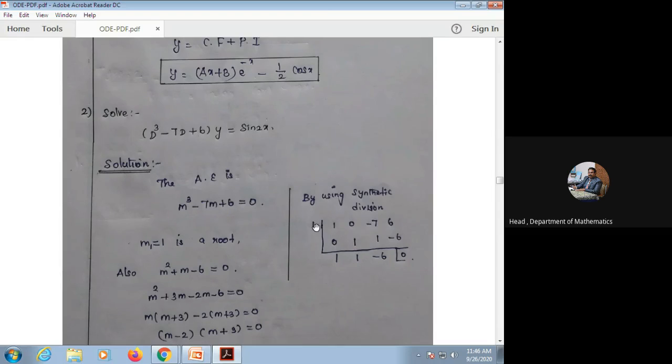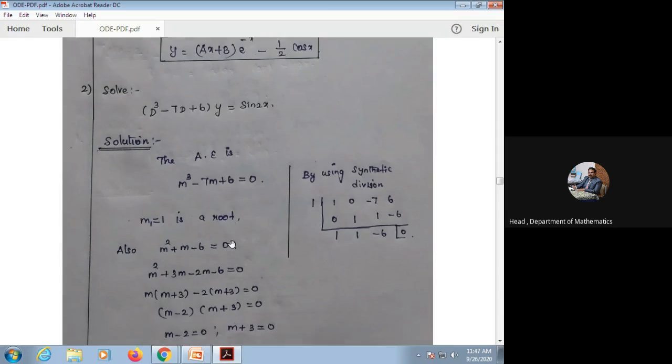So putting 1 here, put 0. Adding 1 plus 0 we get 1. Then multiplying, we get 1. Adding these two we get 1. Then multiplying 1 into 1 we get 1. Therefore minus 7 plus 1 we get minus 6. Then multiplying 1 into minus 6, we get minus 6. And finally, 6 minus 6, we get 0. Getting 0 means this is one of the roots. Therefore, this is the first root, m1 equal to 1.